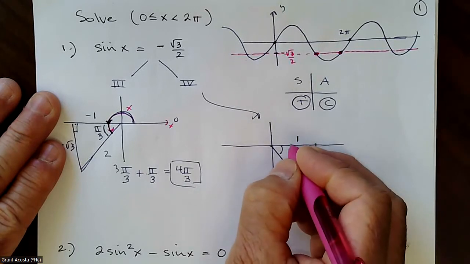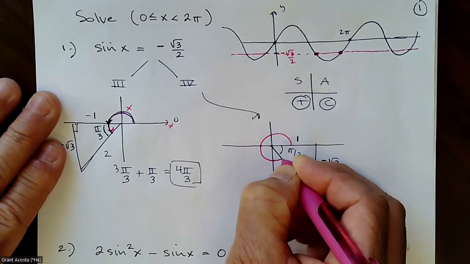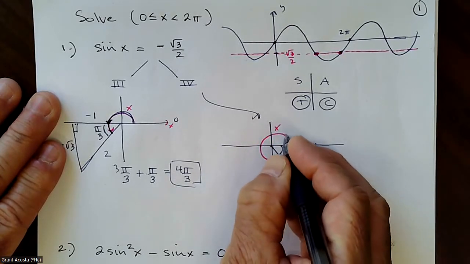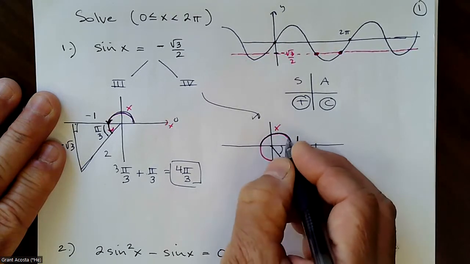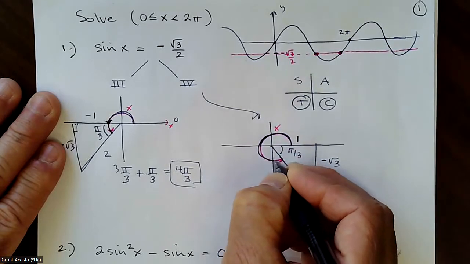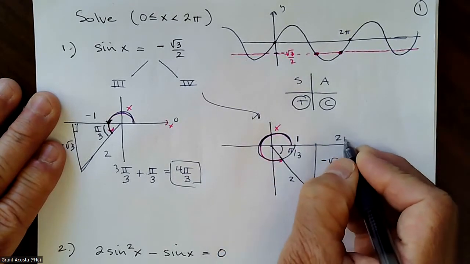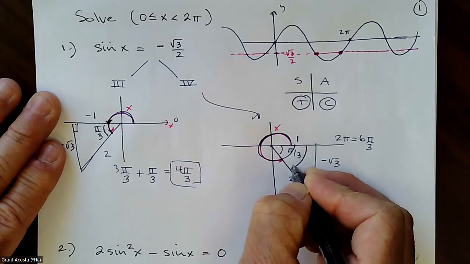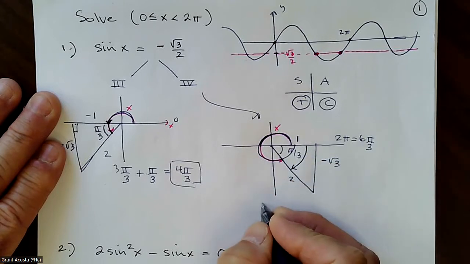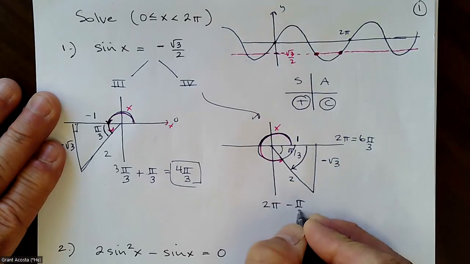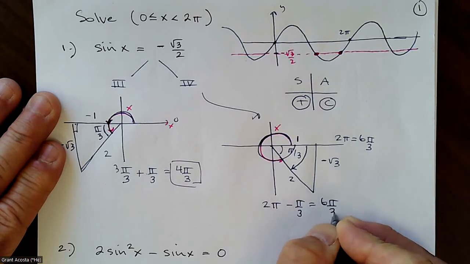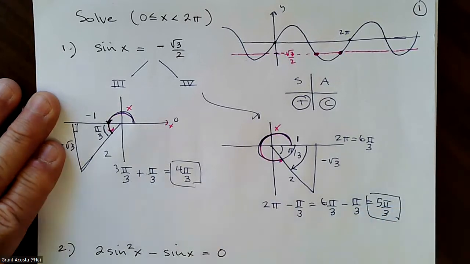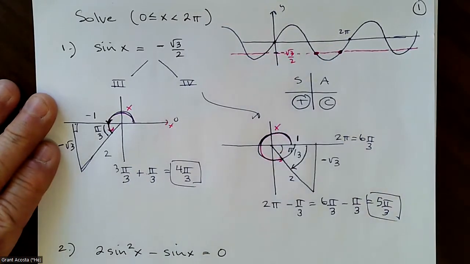Once again, though, x would go from here all the way around to there. That's the angle that we're looking for. But we'll do it a little bit different here. I know from here to here is pi, but I've still got a long ways to go. So if I went all the way around here, which is 2 pi, also known as 6 pi over 3, then I could subtract and go back pi over 3. So my fourth quadrant angle is going to be 2 pi minus pi over 3. That's the same as 6 pi over 3 minus pi over 3, which is 5 pi over 3. And so those are my two answers between 0 and 2 pi.